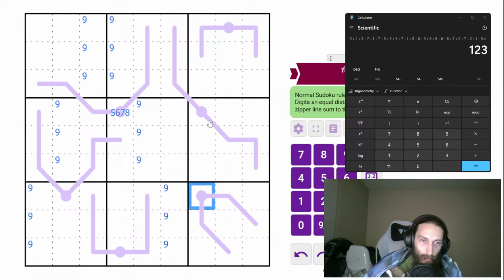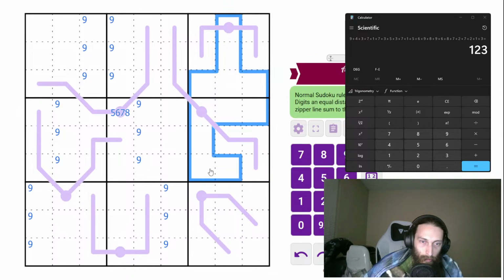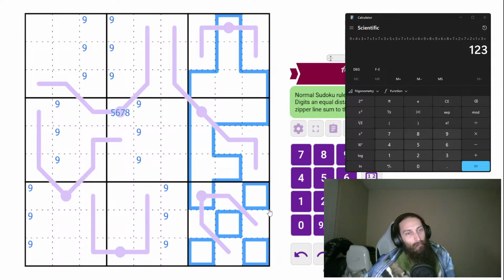I forgot to include the bulbs. It's like this. Over here. Yeah, it's too messy over there, so.